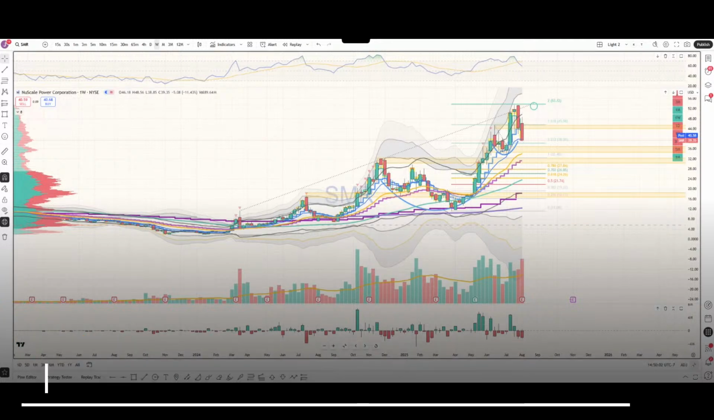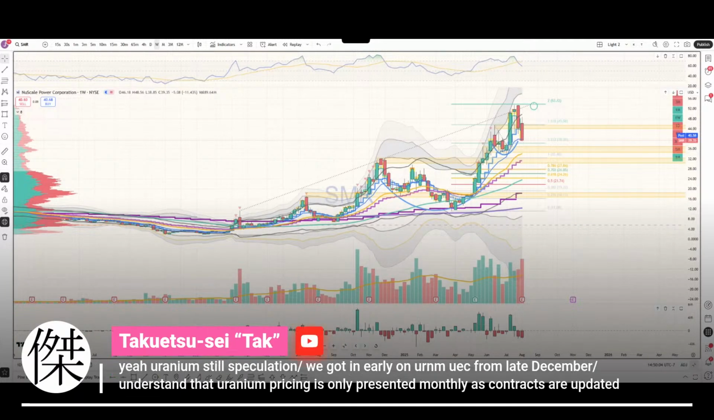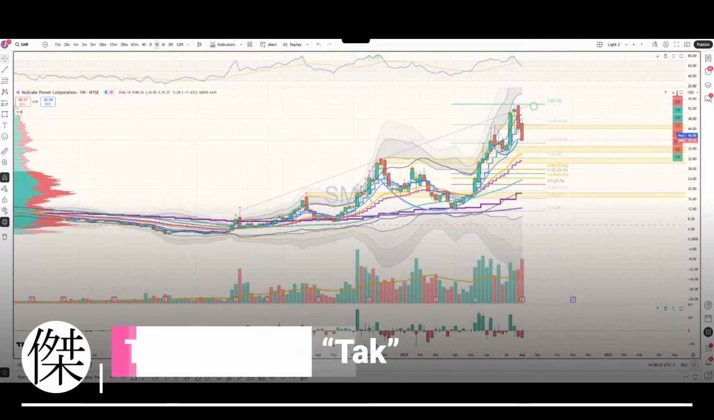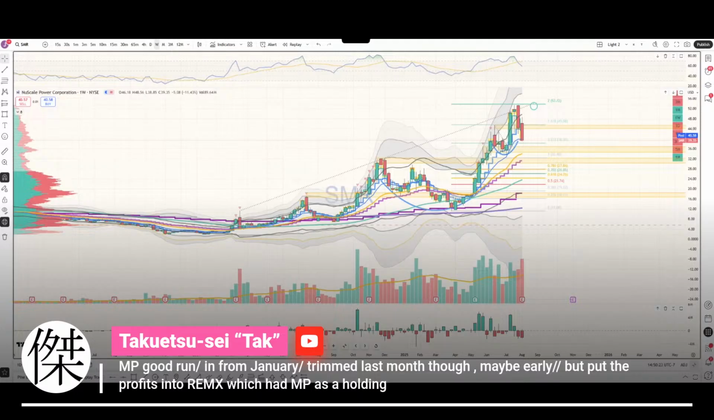Uranium still speculation. Got in early. Beautiful. Yeah, I was early for being early on the uranium trade. And I got a lot of it, but I did not catch as much as I could have. I was too bullish maybe 3-4 years ago. MP, good run from January, trimmed. Oh man, you're in everything great. Dude, you're crushing it. Awesome.